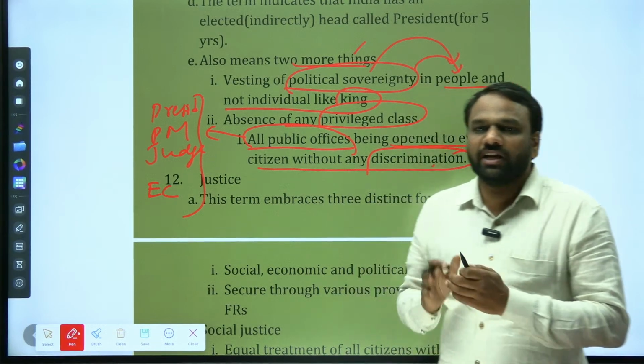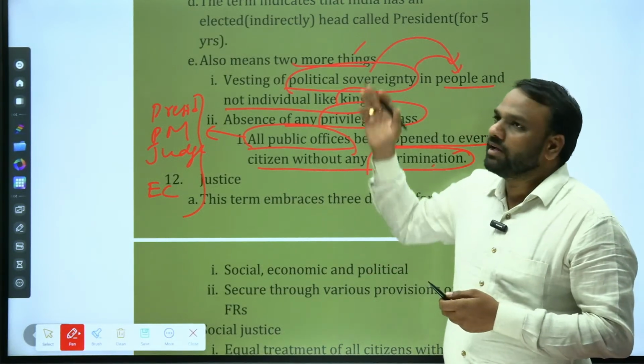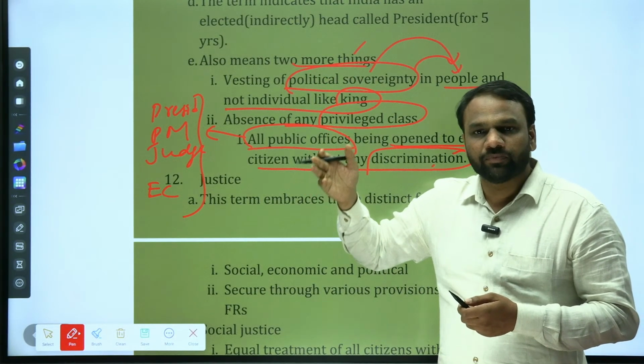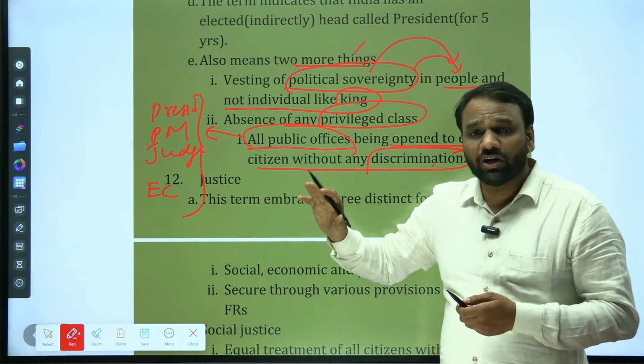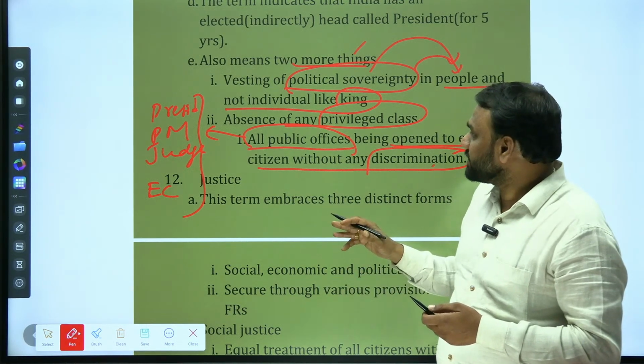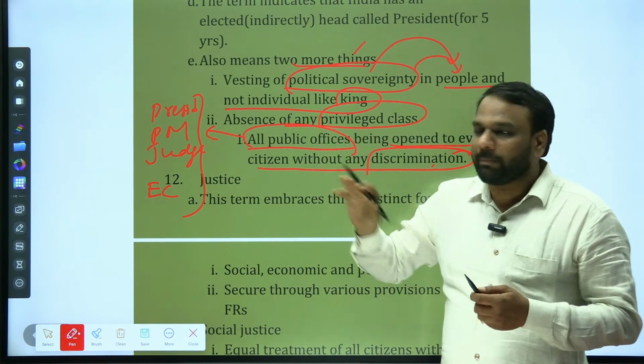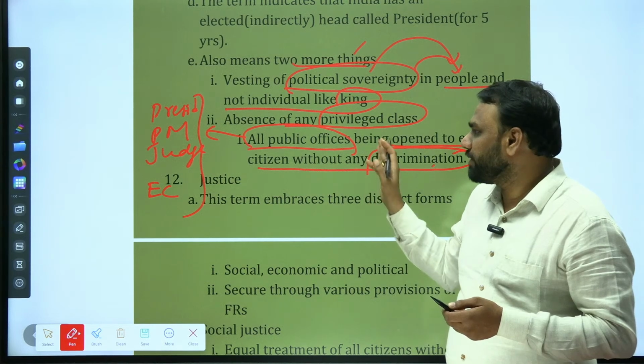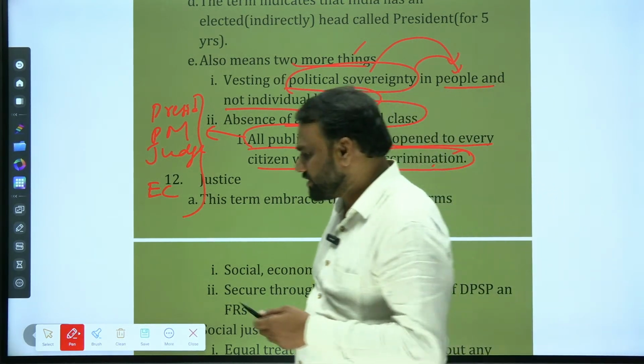So there are three different meanings of republic. The first meaning is that the president is not a hereditary position, he is elected. Second, vesting of political sovereignty in the people of India. Third, absence of any privileged class.